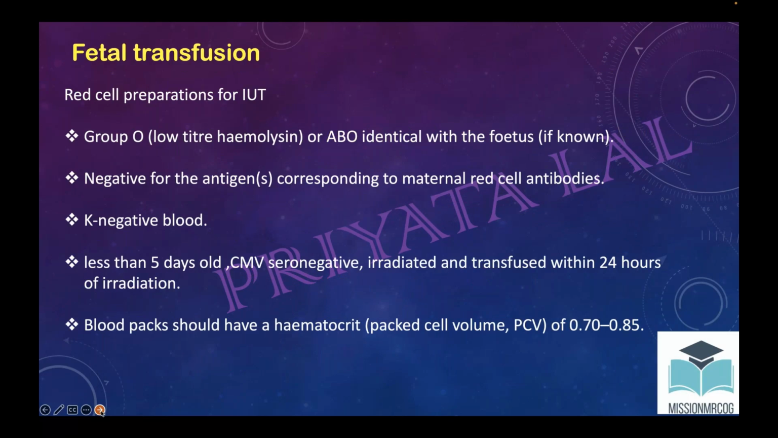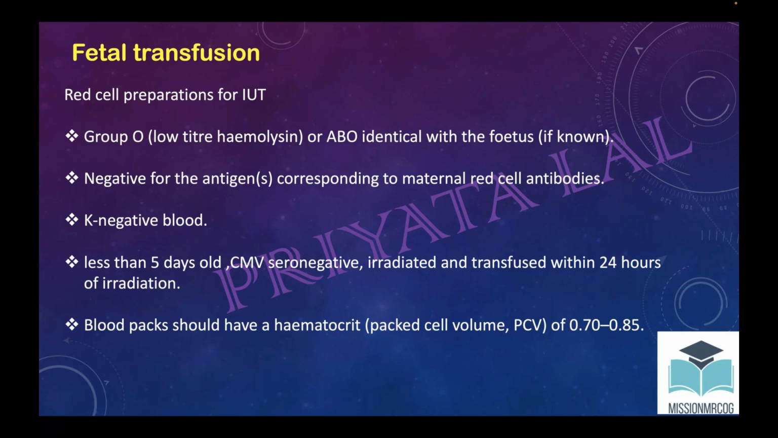But again, I have not seen a question from here. If they are doing intrauterine transfusion, like if MCA PSV detects fetal anemia, then the patient would be counseled. The treatment is fetal transfusion. So what should be the red cell preparation for IUT, or intrauterine transfusion? Group O or ABO identical to the fetus, because we are taking a fetal blood sample when we are doing intrauterine transfusion.